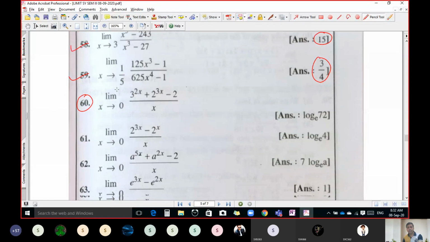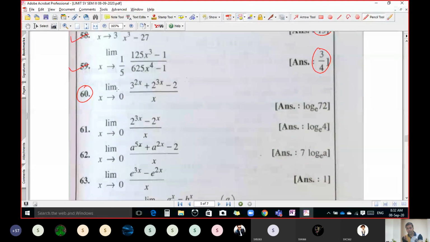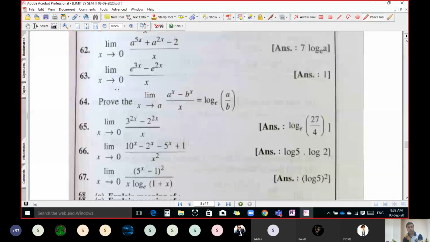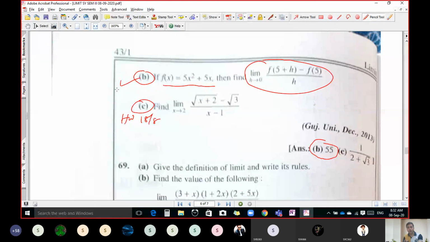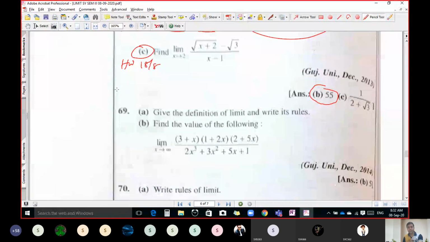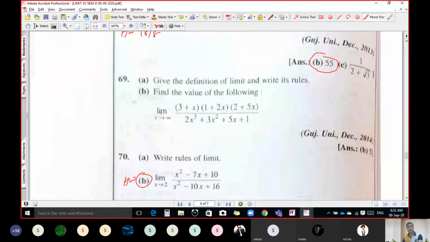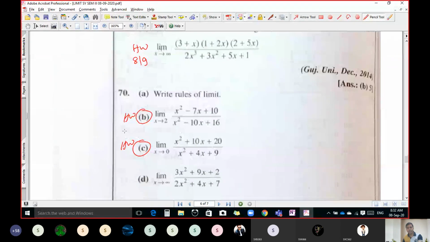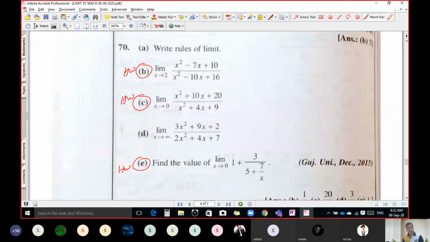These are the only 4 examples which are related to this result. To solve the remaining examples, we require few more results, so that we will discuss in our next lecture. But you can consider this is your homework. Questions related to infinite, few examples are there, so you can consider this as your homework.